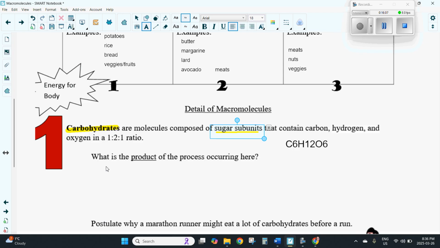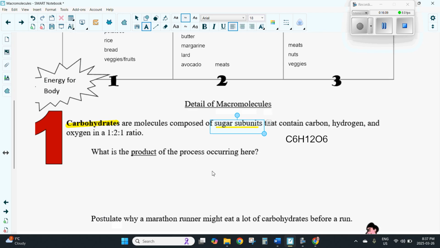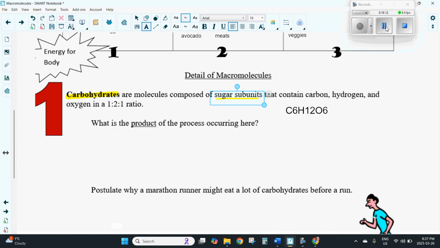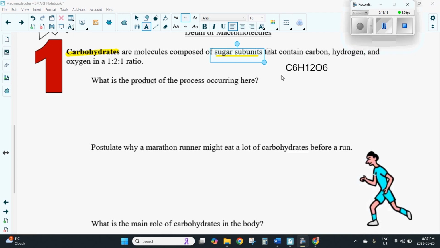Now it's asking you, what is the product of the process occurring here? If I look at the picture, I can see that it kind of looks like a person's running. So what process is happening here? The person is running. If a person is running, what products are they going to be producing more of? We should be able, at this point, to tie the fact that a person is running to the process of cellular respiration.